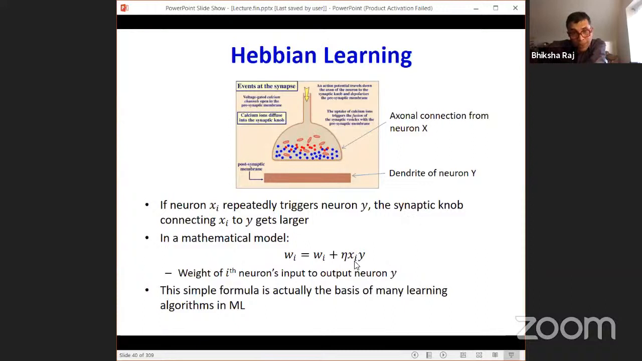The problem with this one is that there is no way for a weight to decrease. Anytime x and y both fire, w is going to increase. And so if you wait long enough, all of the weights are just going to go up and saturate. So this is an unstable algorithm, which will eventually give you meaningless output. Still, it's a pretty good start.